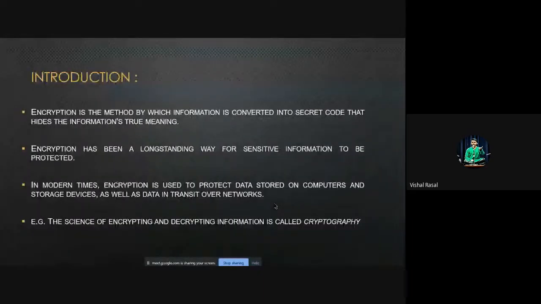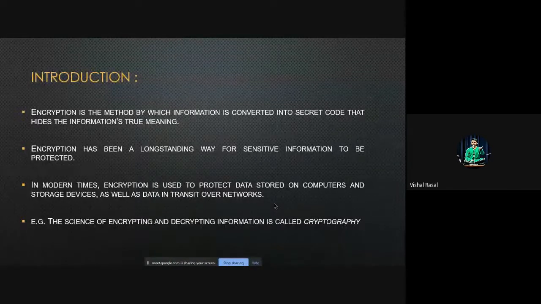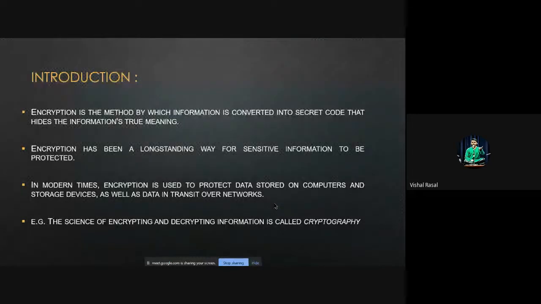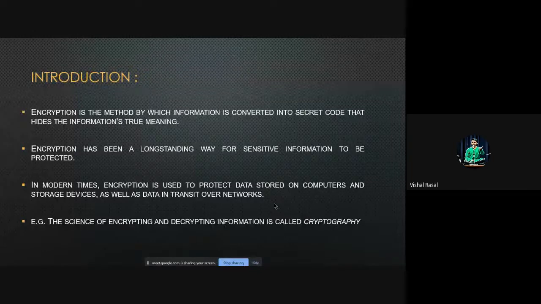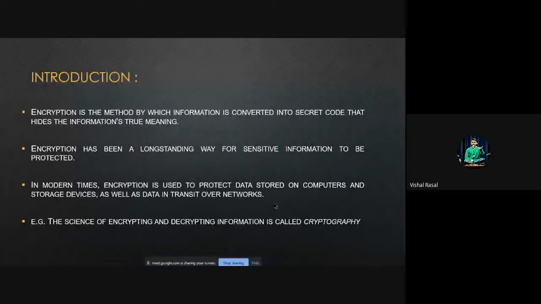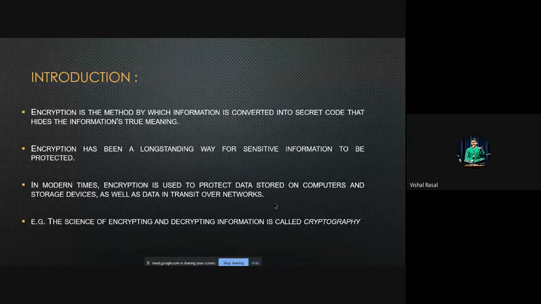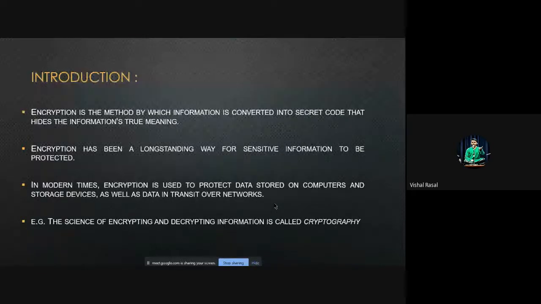Moving to an introduction, before knowing about the app, we have to know what encryption is. Basically, when two computers want to communicate with each other, they want to send information or data via a network. That data is going to be hidden by doing an encryption. An encryption is a method by which information is converted into secret code that hides the information's true meaning. Encryption has been a long-standing way for sensitive information to be protected.